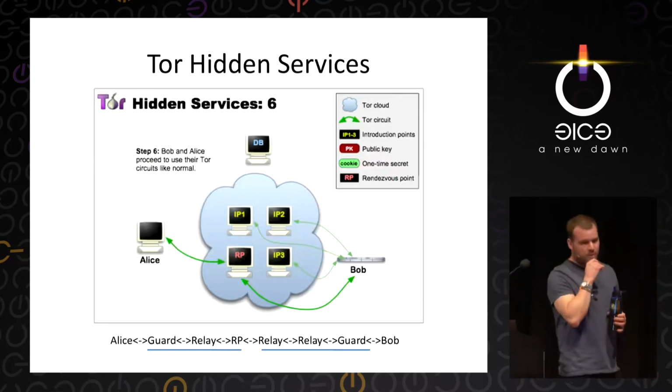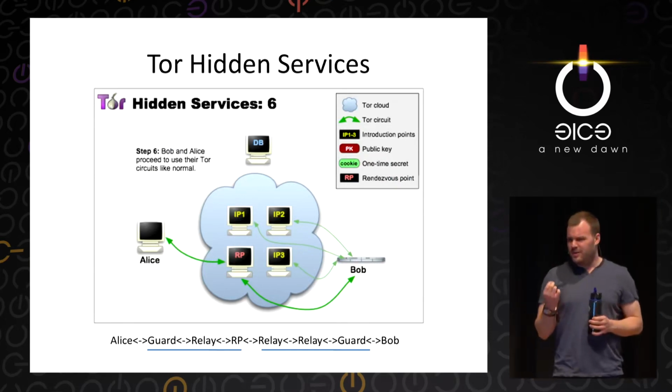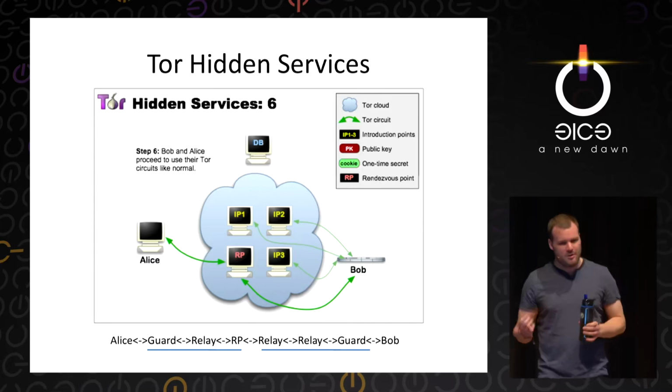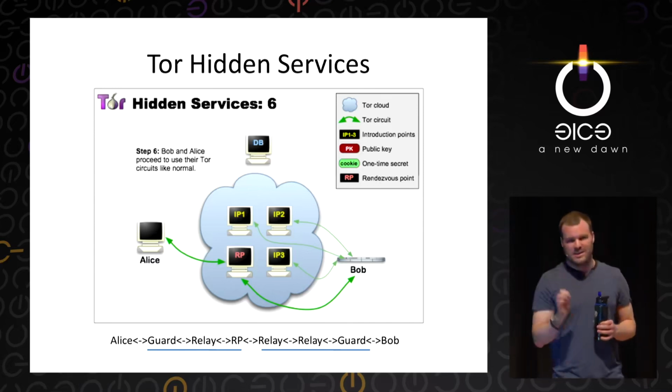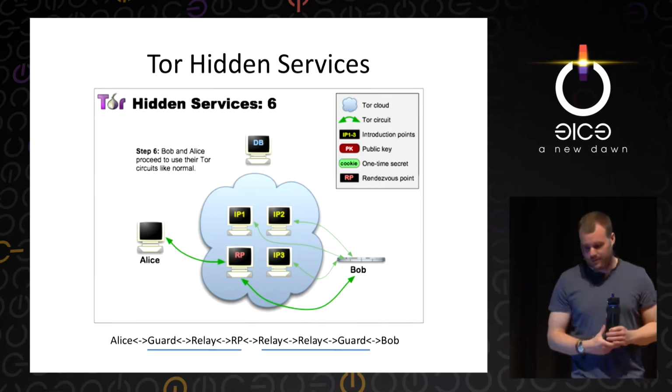Now, when you first think about the problem, you think, hang on a second, the user doesn't know who the website is, and the website doesn't know who the user is. So how on earth do they talk to each other? Well, that's essentially what the Tor hidden service protocol tries to set up. How do you identify and connect to each other?